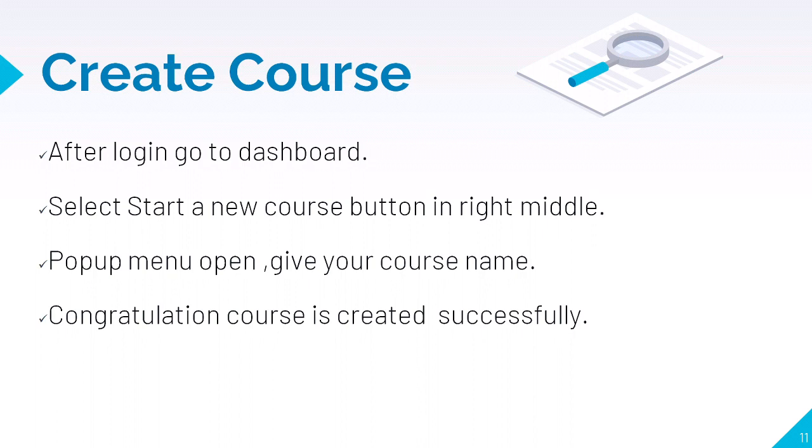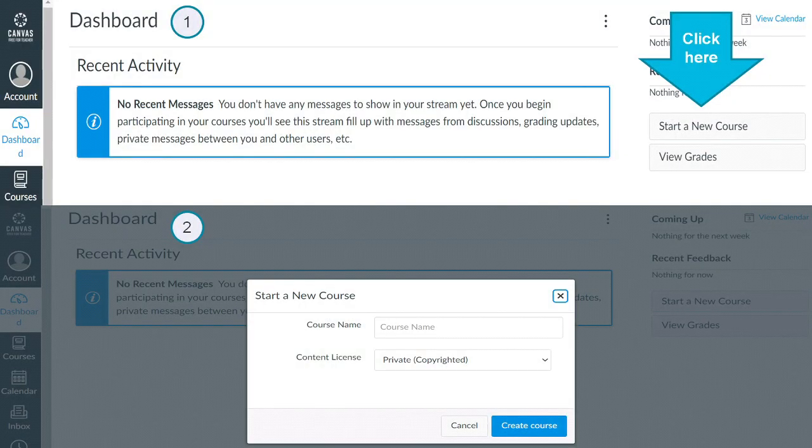Next, move to courses. How we can create courses in your account. For that you have to go to the dashboard after login, then select the Start New Course button on the right middle, then a pop-up menu appears, and you have to give your course name in the menu. Then congratulations, your course is created successfully. You can see the images here.